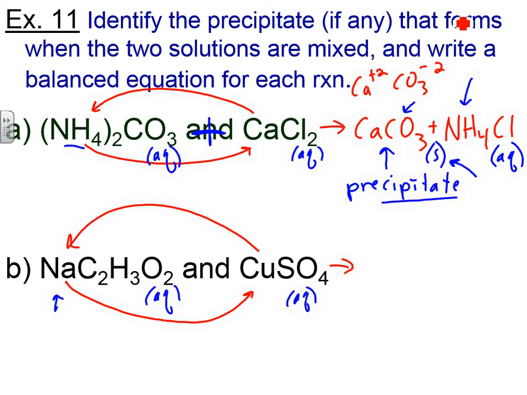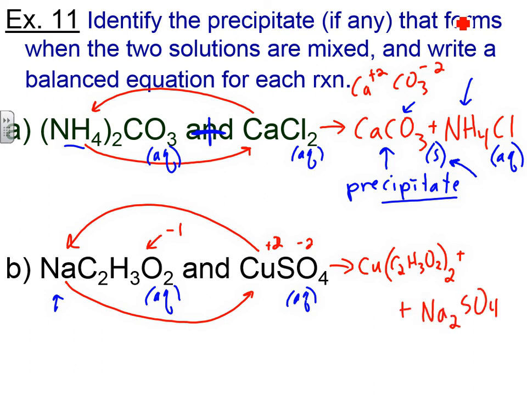So when the copper comes on the right, it'll still have that +2 charge. Now when copper has a +2 charge, you need 2 acetates, because each acetate has a -1 charge. Acetates are -1, so you have 2 acetates like this. And then you get yourself sodium sulfate. Now the way you write sodium sulfate, I'll go ahead and write it down here, is Na2SO4, because sodium is +1, sulfate is -2. So here you have your 2 products.